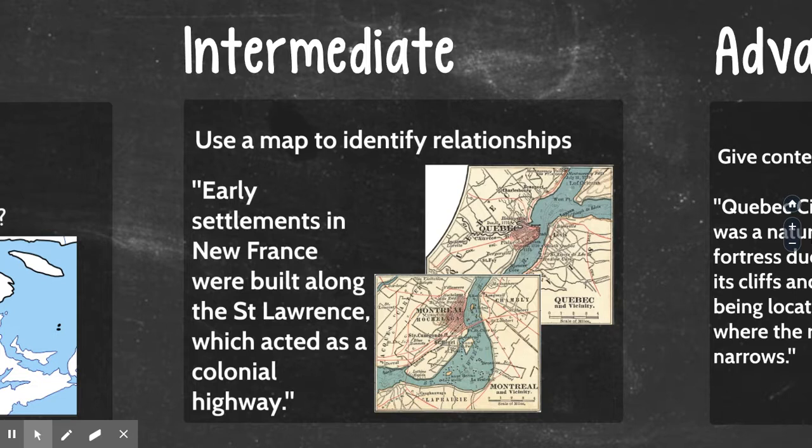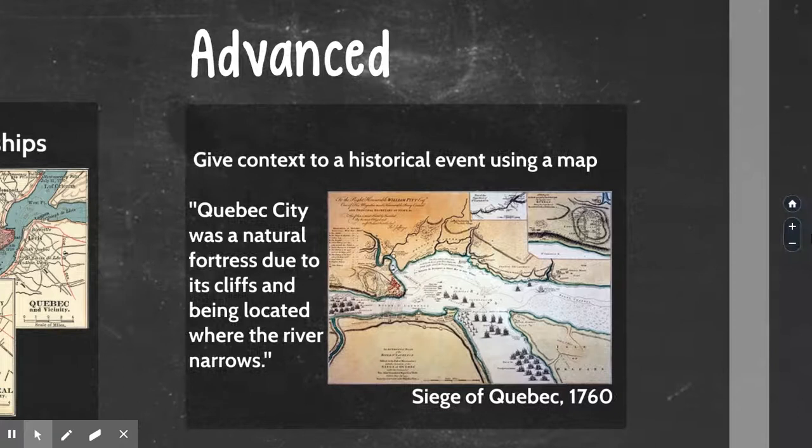You might give them a map of Montreal and a map of Quebec City, as two historical maps show right here. They'll have to see that there's a relationship in the fact that water is a common theme. So an answer to a theoretical question could be something like, early settlements in New France were built along the St. Lawrence, which acted as a colonial highway. In this case, it's not purely a geographical question, although geography is the crux of the issue.